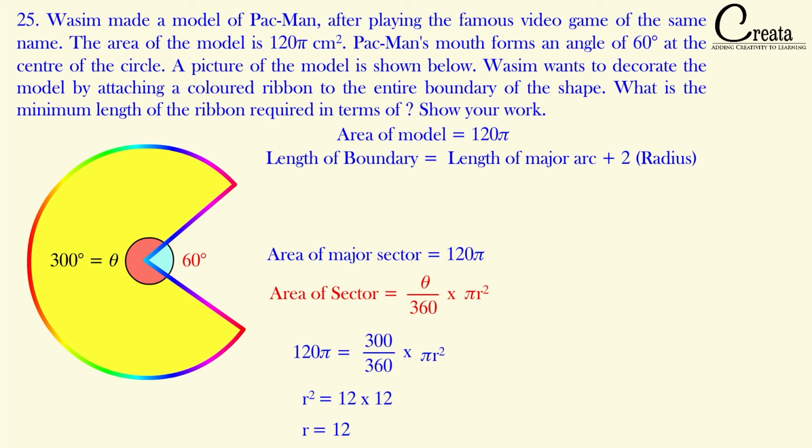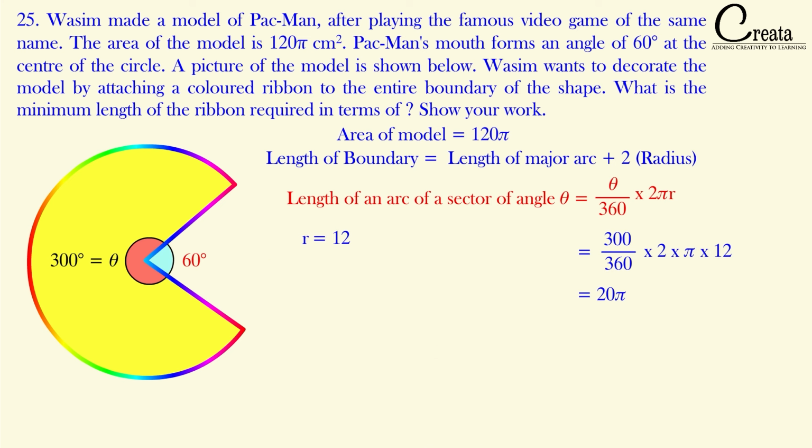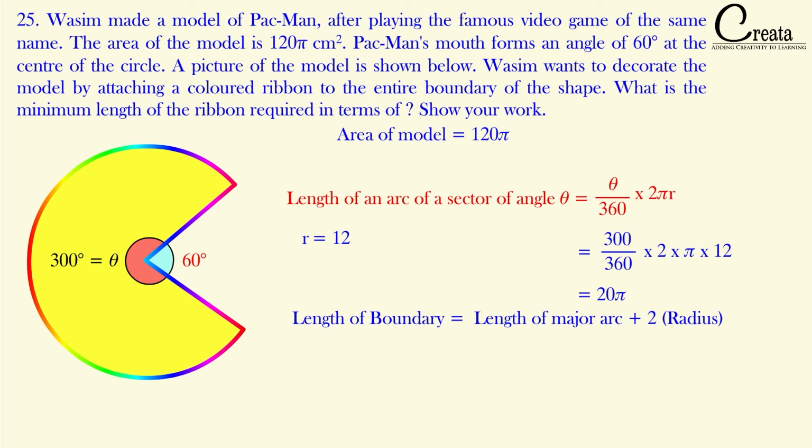Now we can find the length of the arc, that is the length of the major arc. So this is the formula. Let's put the value of radius 12 centimeter in this formula for the length of the major arc. On solving we got the answer as 20 pi centimeter. That is the length of the major arc. And in the question we have to calculate the length of the boundary. That is the length of the major arc plus twice the radius. So let's put the radius as 12 centimeter.